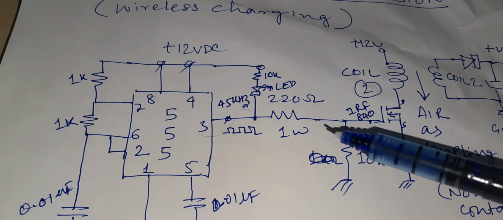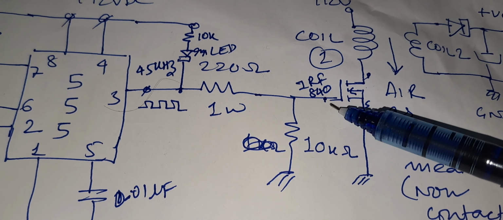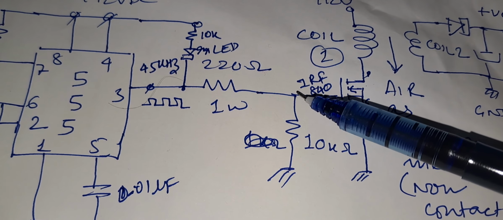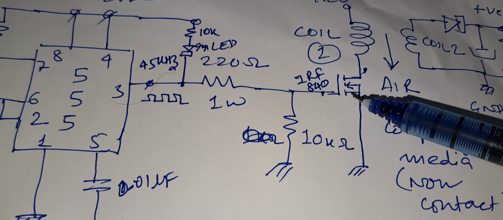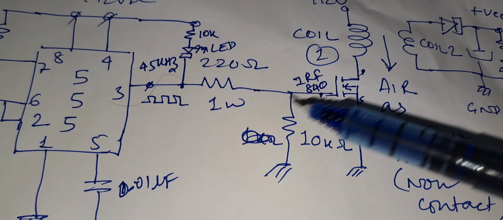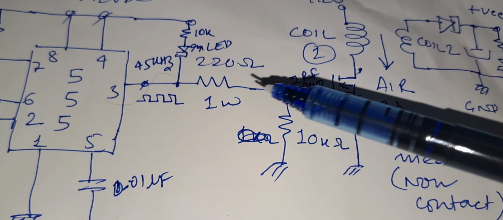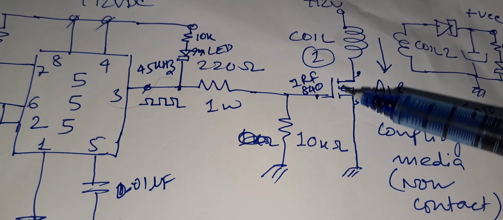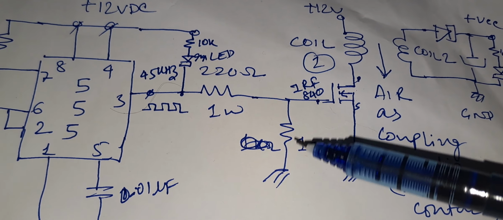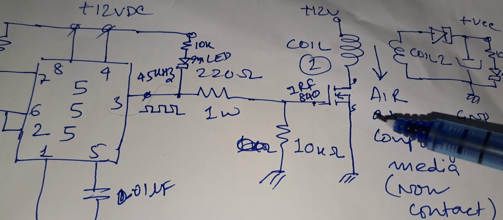Pin number 3 is further connected to a 220 ohms resistance, and finally it is connected to the IRF 840 MOSFET. This is the IRF 840 MOSFET. You can see this is the gate terminal. The gate terminal is also connected to a 10 kilo ohm resistance to the ground. This is used to discharge the MOSFET gate capacitance because this is a high frequency circuit, so immediately within a cycle the capacitance has to be discharged. For this the 10K resistance is required.